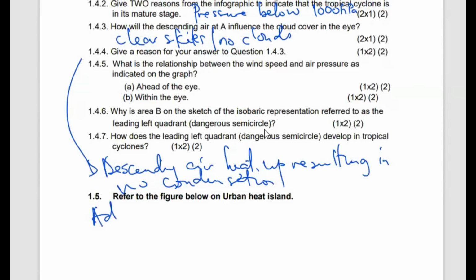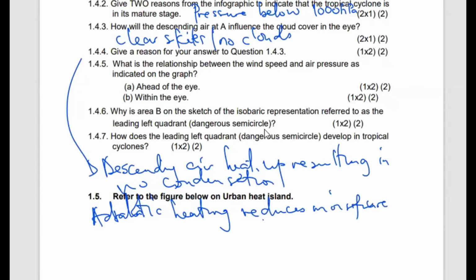Or we can say there will be adiabatic heating as the air descends. Adiabatic heating reduces moisture. As the air sinks, it heats up adiabatically, and that reduces the amount of moisture, and there will be no condensation that will effectively take place. So given the absence of moisture, there is no cloud formation, and there will be no clouds in the center of the system or in the eye of the system. That is why we have clear or cloudless conditions in the center of the cyclone.